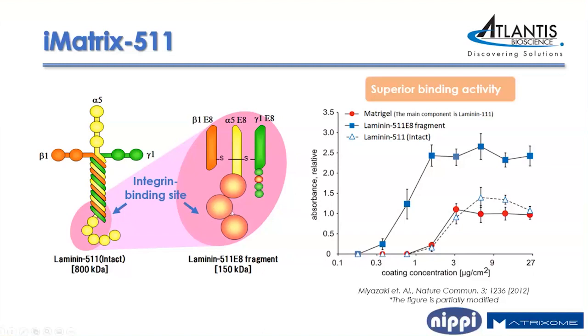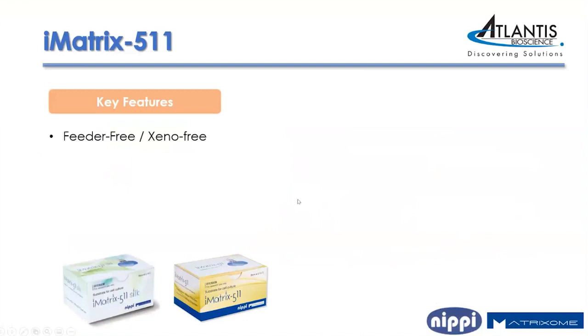So Professor Kiyotoshi from Osaka University solved this problem by producing a recombinant E8 fragment of this laminin 511. So they are able to produce this recombinant E8 at large scale, and it is still able to retain the full integrin binding activity. What they found here is that the iPSC cells are able to adhere more strongly to this E8 fragment when compared to Matrigel or to the intact laminin 511.